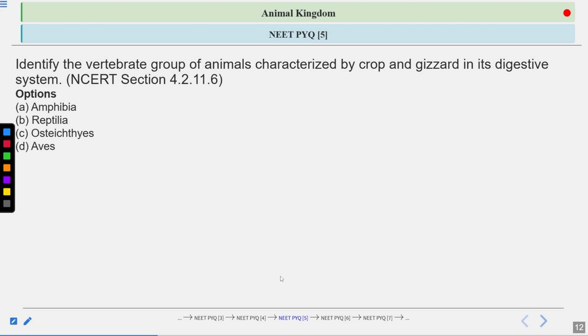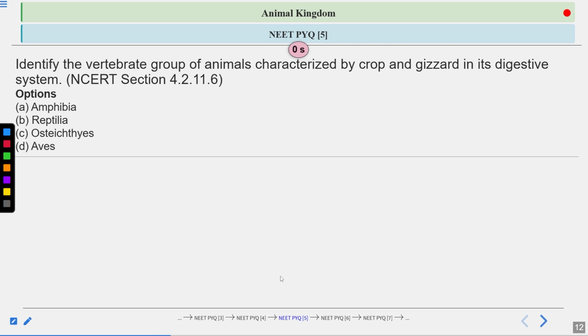Option A, amphibia. B, reptilia. C, osteichthyes. And D, aves. Aves means birds, right? So you have to tell the vertebrate group of animals that are having crop and gizzard as a part of their digestive system. So you can solve this question in the given time and then we will check about the correct answer.